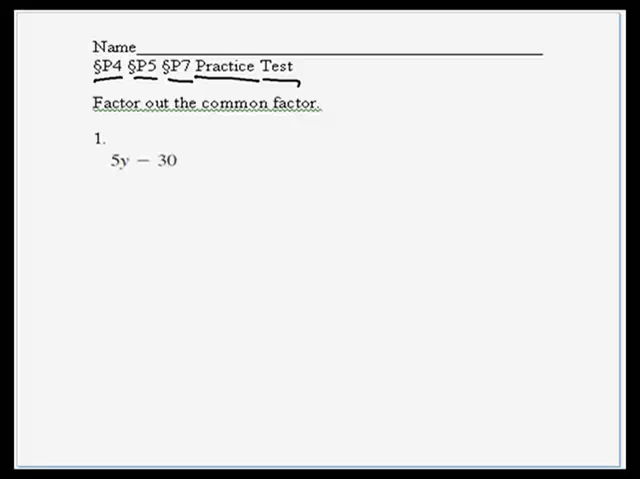Remember, I always stress in class, read the directions. The directions you see in the book for the exercises, I use those on the practice test, I use those on the real test, and I use them in all the examples in class. So factor out a common factor.